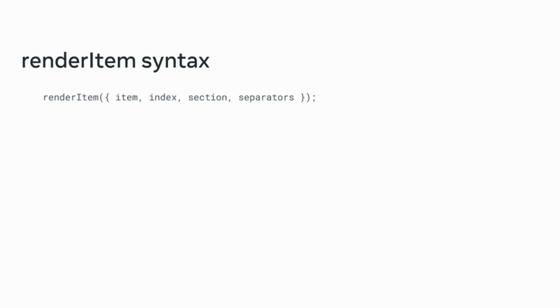To break it down further, renderItem contains 4 elements: item, which is an object as specified in the section's data key; index, which represents an item's position within the section; section, which represents the section object as specified in the section's prop; and separators, which is an object that can be used for highlighting, unhighlighting, and updating props. So that's one way you could make use of the SectionList component, and the general syntax used to write it.